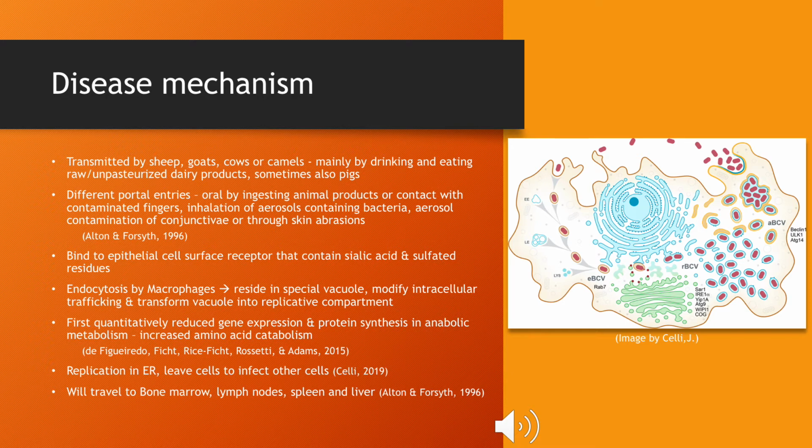And once it leaves the cell, it will travel to bone marrow, lymph nodes, the spleen, and the liver. And on the right side in the picture, you can see very nicely the endocytosis by the macrophage, and then the replication and the leaving of the cell.